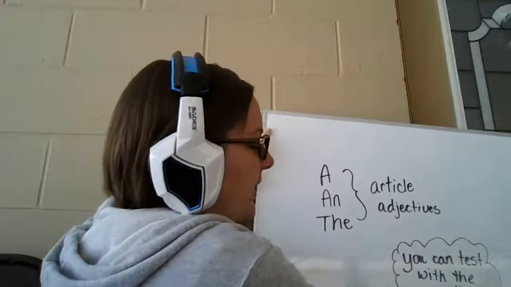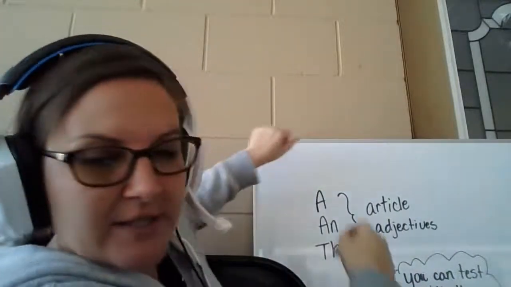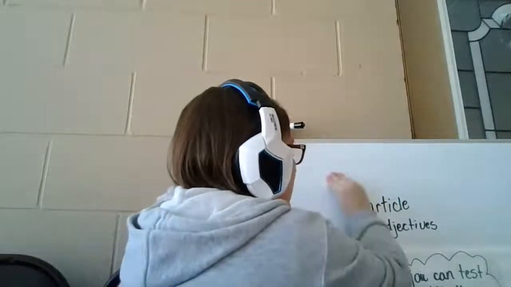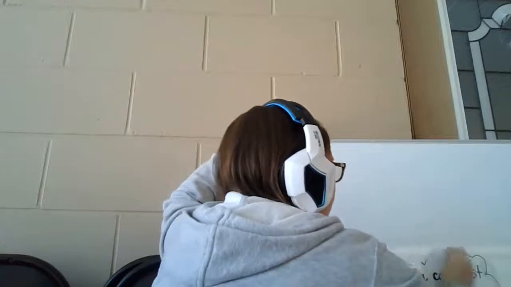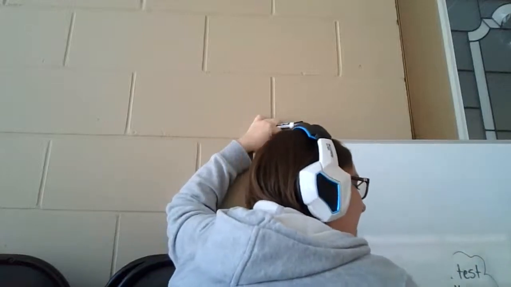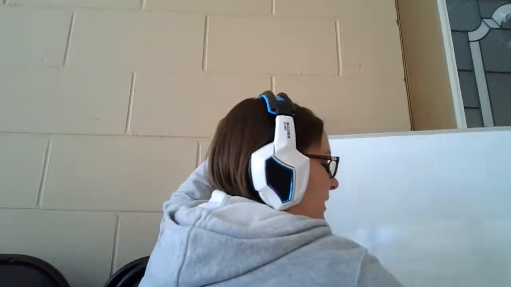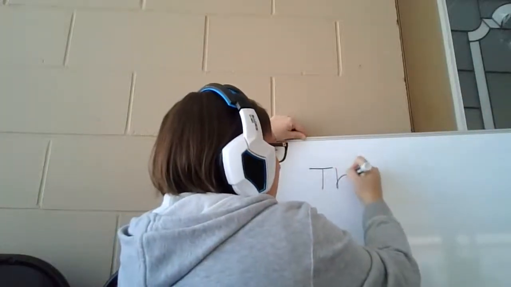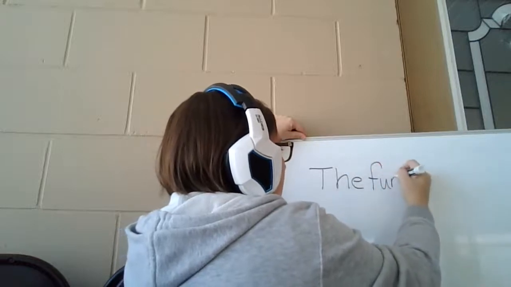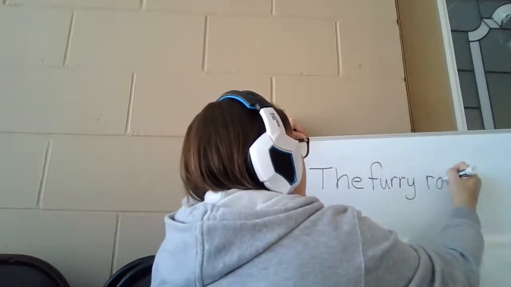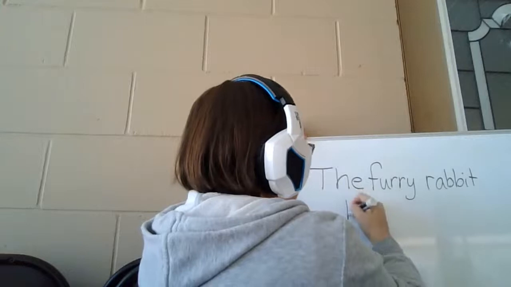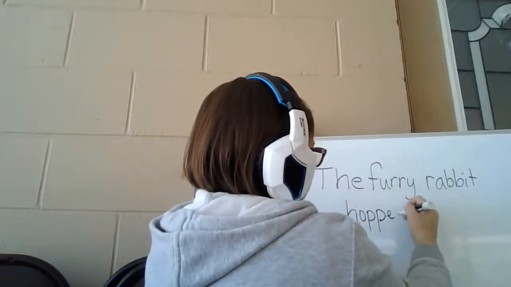So let me write a sentence and then we're going to practice in our book in a couple of minutes. But I just want to show you what I mean. So remember those three words, a, an, and the, and the word very. Very is not an adjective, but it gives you a good idea if you have an adjective. Okay, so if I have the furry rabbit, the furry rabbit hopped away.